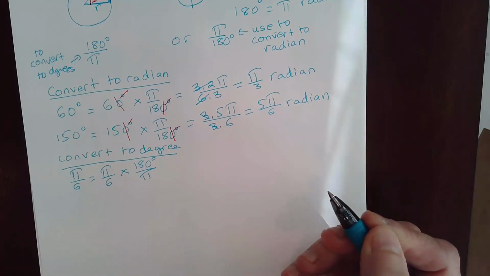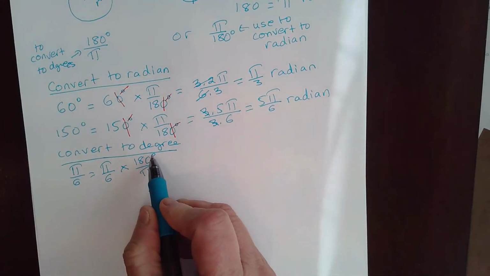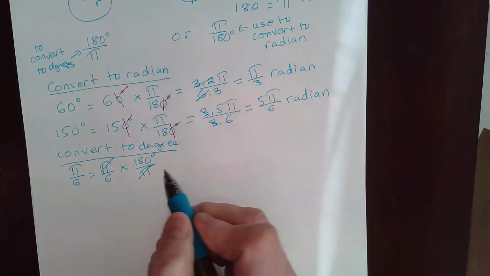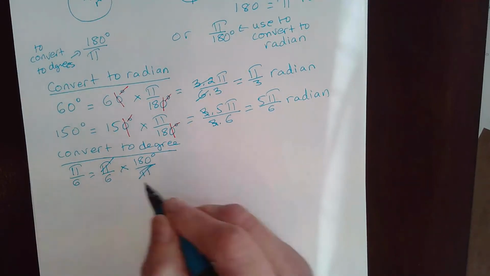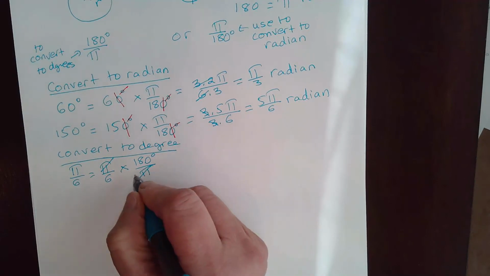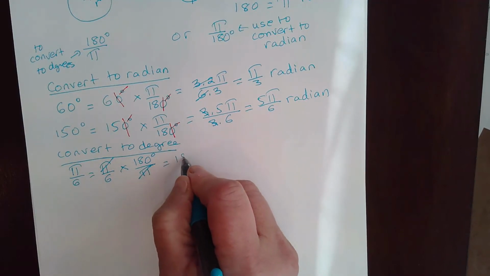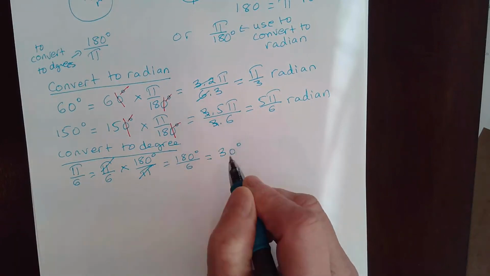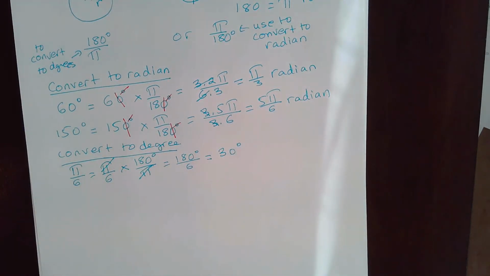So this way, what's left in the numerator is the degree, and this pi cancels. And you're left with 180 divided by 6. 180 divided by 6, you can, if you want to write it like this, and that will give us 30 degrees. So pi over 6 is 30 degrees.